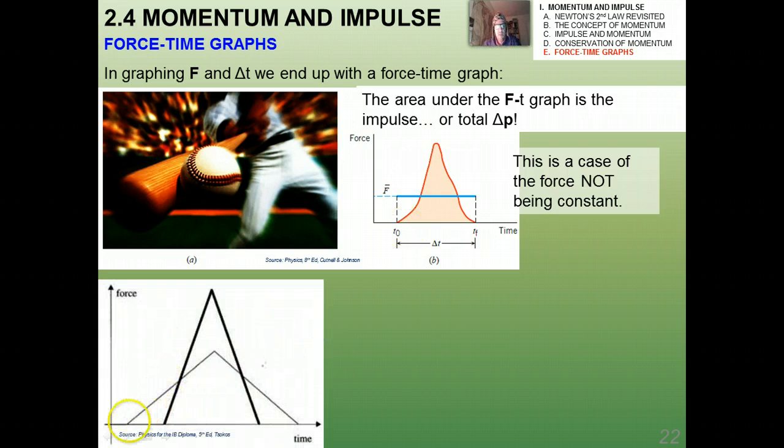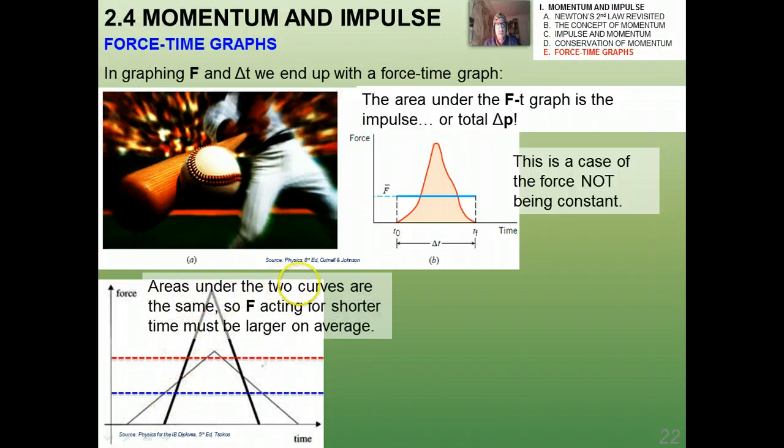So here's an example of 2 different force time graphs graphed on the same axes. The areas under these 2 curves are the same, so the force acting for a shorter time must be larger on average. Remember, because if the area under the two curves is the same, it means that the change in momentum is the same. So these two objects, the one with the bold line stopped more quickly, but it had the same mass, okay, and the same velocity, okay.